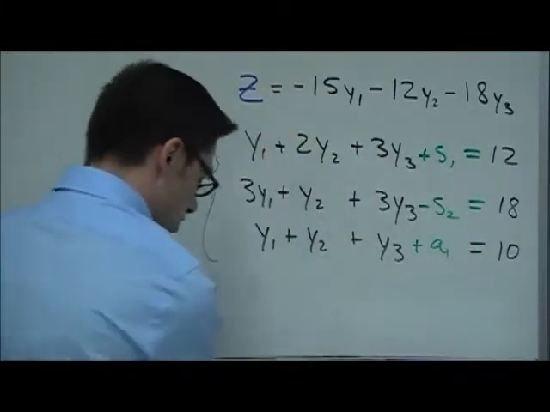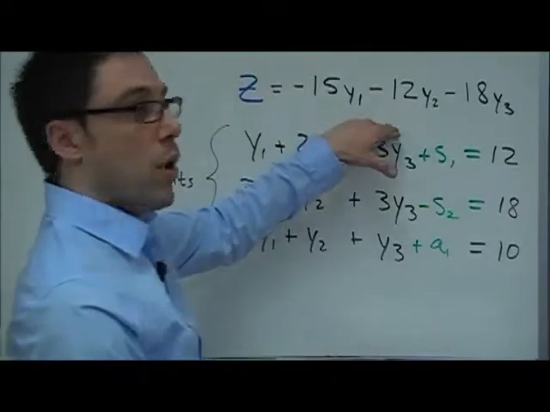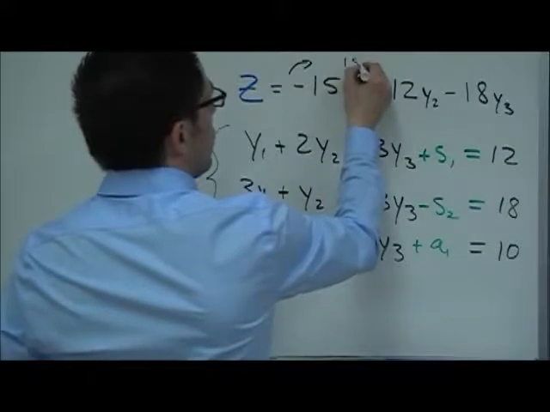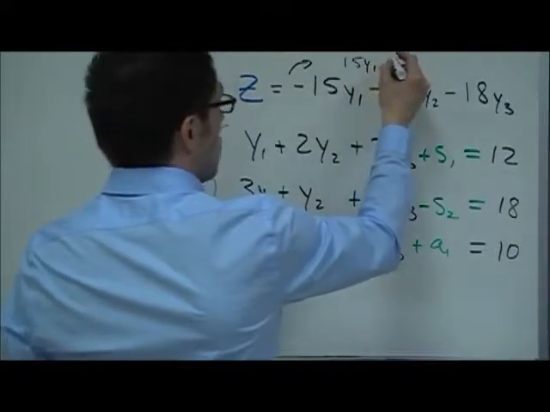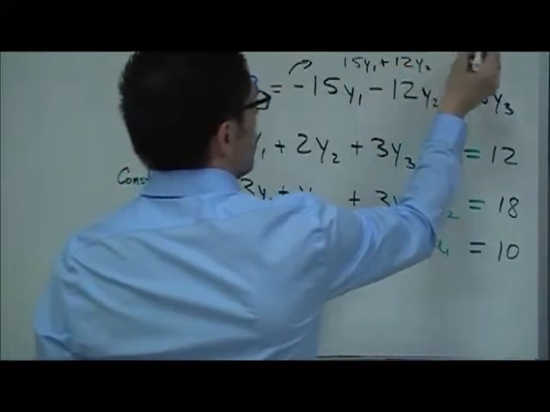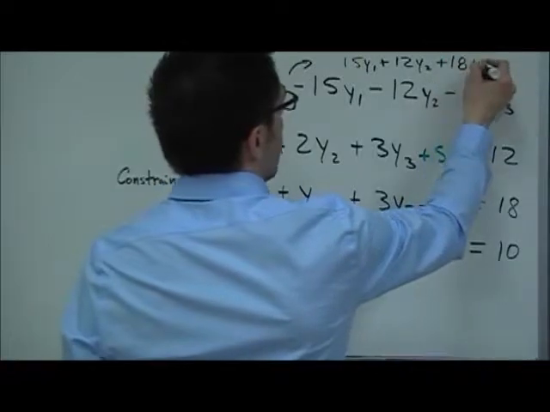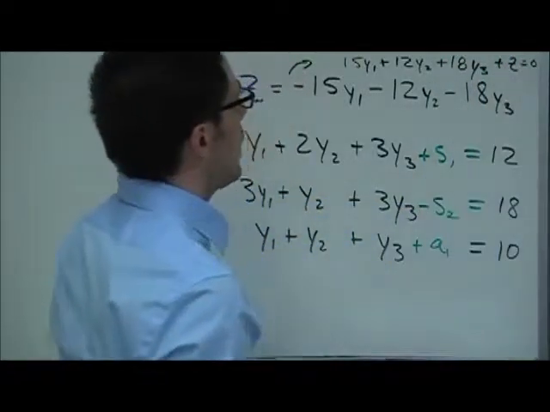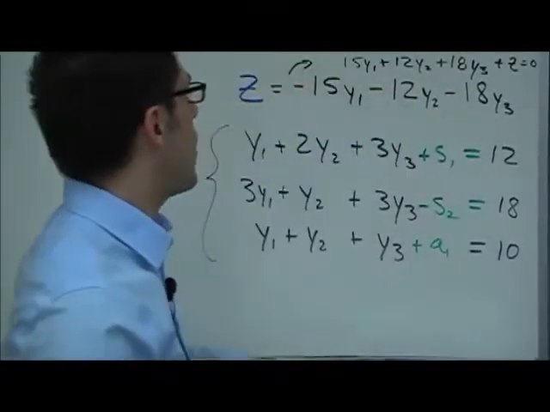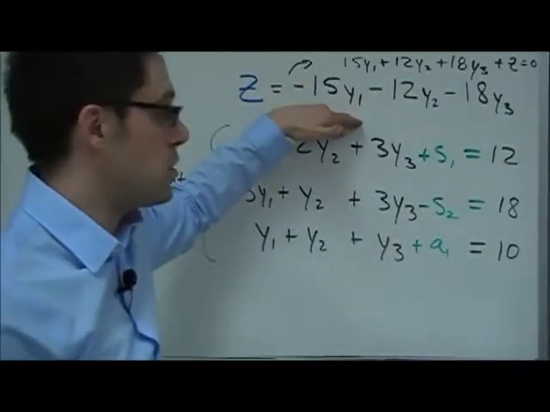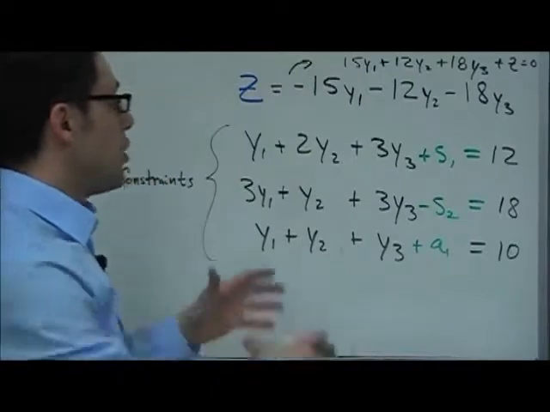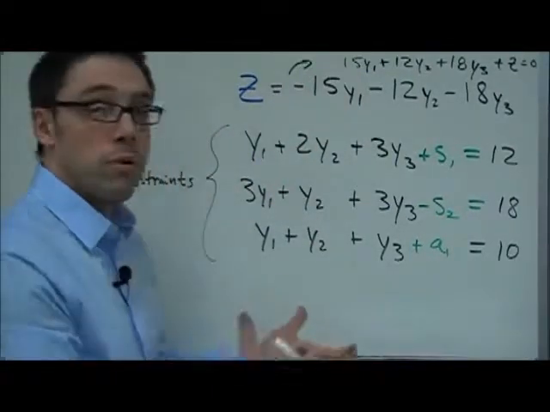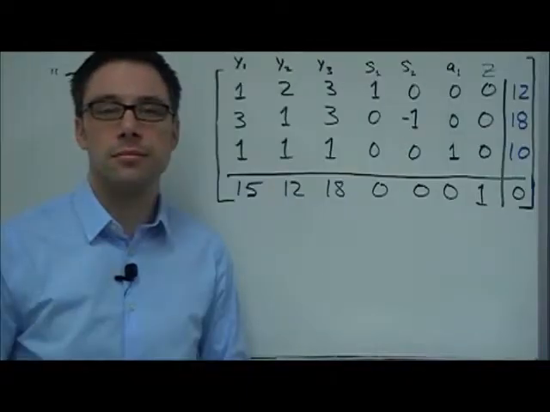And finally, the z, as usual, I want to solve this for 0. So I should rewrite this as 15y1 plus 12y2 plus 18y3 plus z is 0. So that's my equation corresponding to the objective function. So now let's go ahead and put this into the usual tableau, and I can perform operations on it.